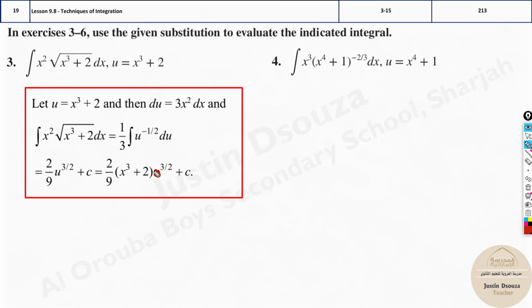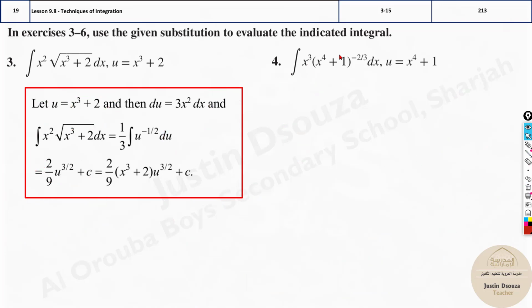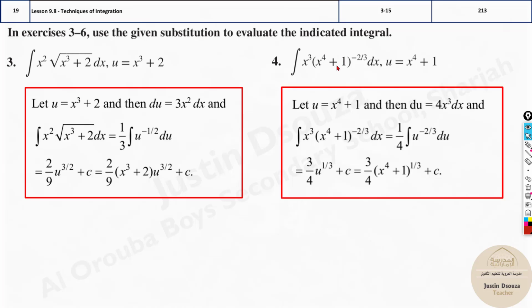I apologize for this particular error in this solution set, but you need to substitute whatever was u. U is x cube plus 3, and it is whole power 3 by 2, like how I've written over here initially. So you can see this is the final answer. Similarly, do the other problems. Here also, they have given you what is u. So just take u as that much, derive it, and rearrange and substitute and solve.